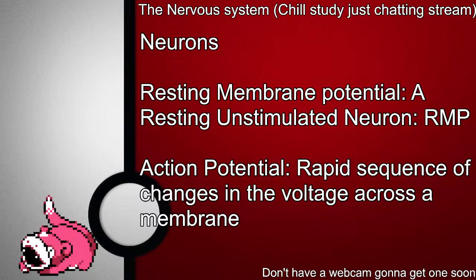Relative to the outside. So, okay, that's kind of easy to remember. The resting membrane potential is just kind of when the neuron is chill, not doing anything. It has a stable voltage, and during this time, the inside of the neuron is negative relative to the outside. Okay.